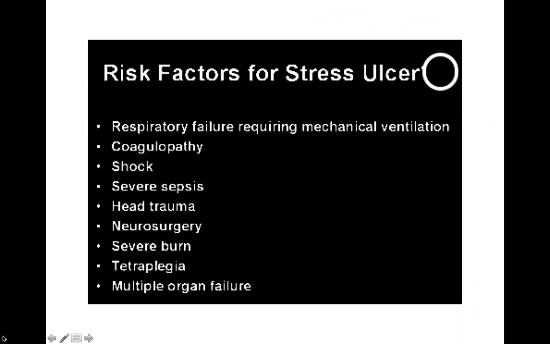Next we come to stress ulcers. Stress ulcers mainly occur in ICU patients. Like if the patient is on mechanical ventilation for more than 48 hours, the patient is at high risk and can develop these stress ulcers. So these are various risk factors. The main risk factor is mechanical ventilation for more than 48 hours.